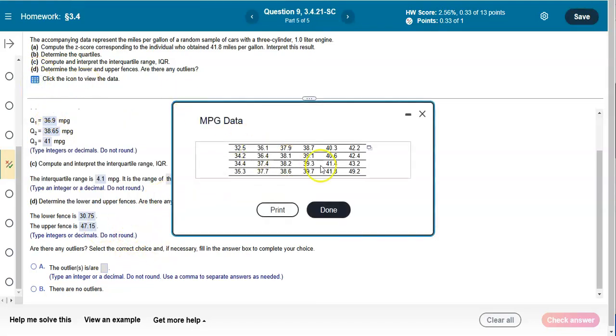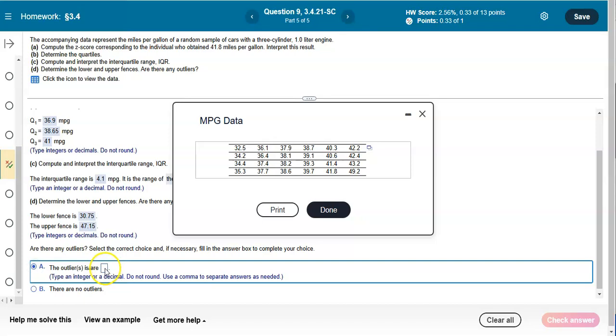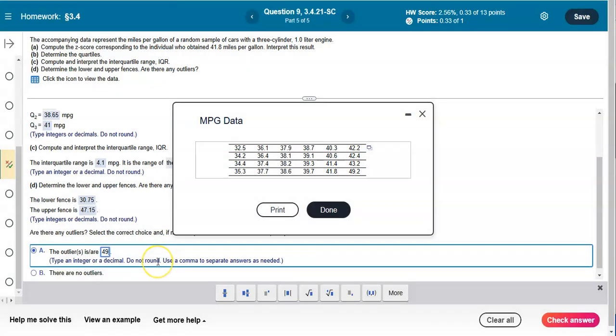And then, were there any outliers? We've got to look, was there anything outside of those ranges? There's nothing as low as 30.75, or especially nothing lower. We do have a data value though that's greater than 47.15, this gas mileage of 49.2. So the outlier is that data value, 49.2.